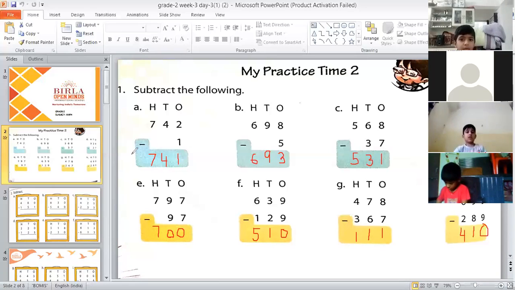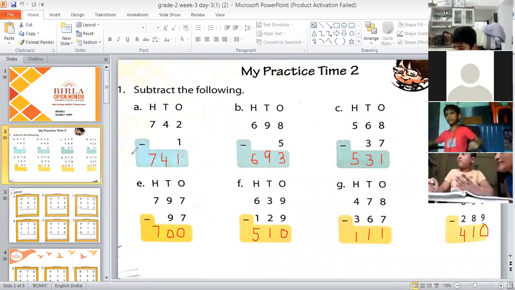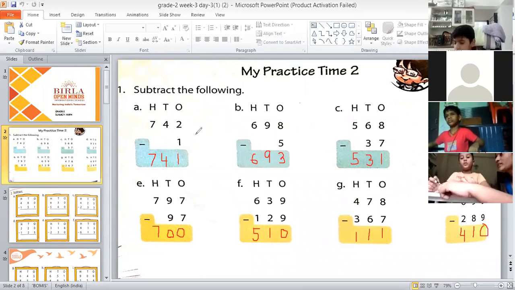400 and... 410. Very good. That's the correct answer. Answer is 410 children. Okay, so we have completed this bit A. Is there any child who has any doubt in this?